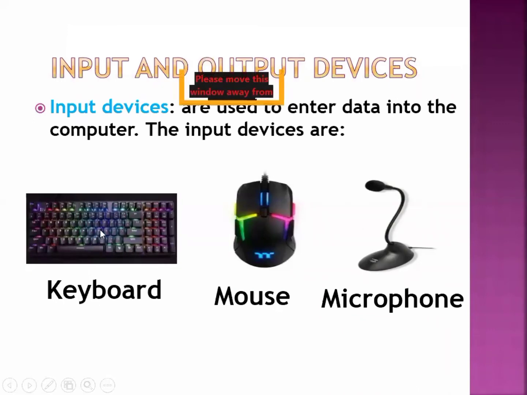Keyboard is an input device because through the keyboard we can enter information into the computer. That's why keyboard is called an input device. Mouse is also called an input device because we use the mouse to point at things on the monitor. With the help of the mouse, we also enter information into the computer. That's why mouse is also called an input device.